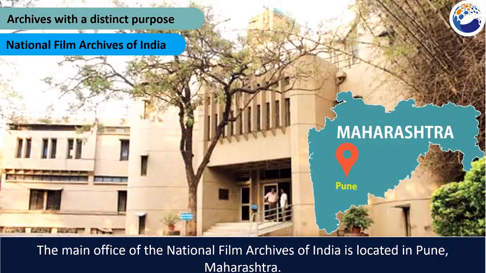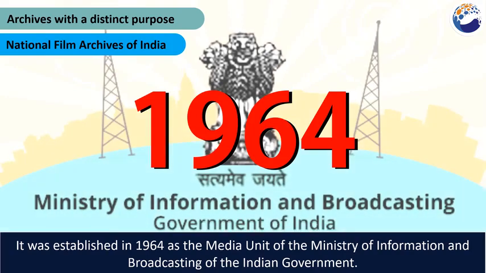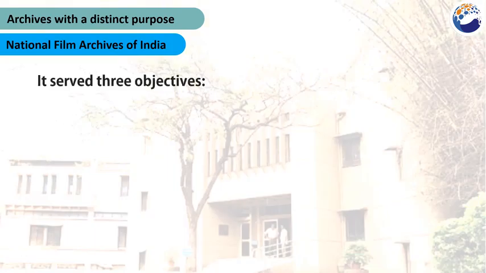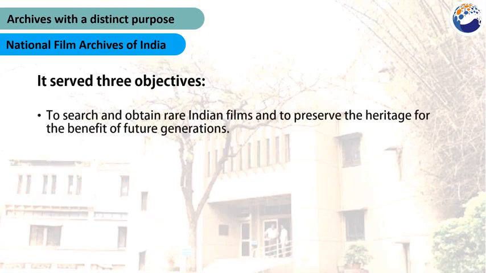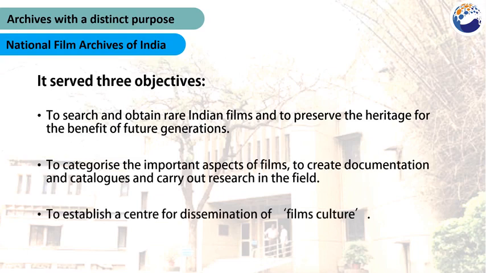The main office of the National Film Archives of India is located in Pune, Maharashtra. It was established in 1964 as the media unit of the Ministry of Information and Broadcasting of the Indian government. It served 3 objectives: to acquire and preserve rare Indian films and preserve the heritage for the benefit of future generations, to categorize the important aspects of films, to create documentation and catalogs, and carry out research in the field, to establish a center for dissemination of film culture.